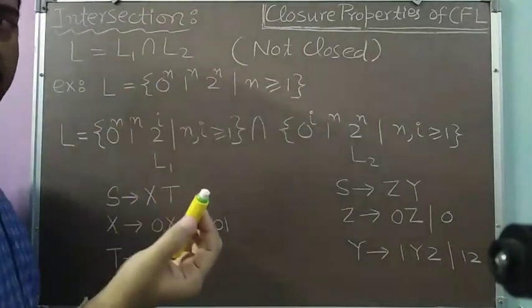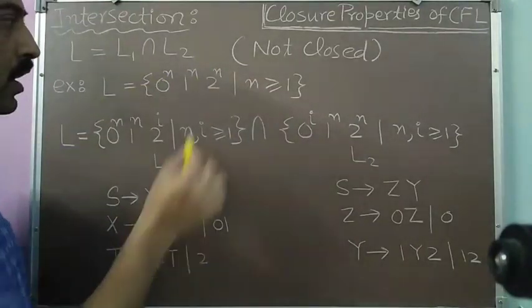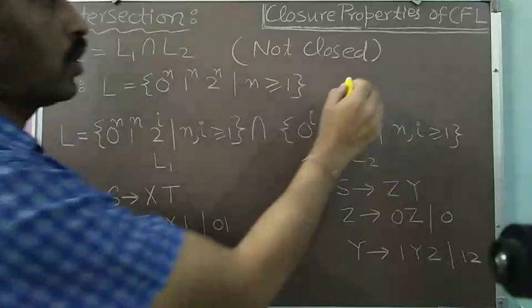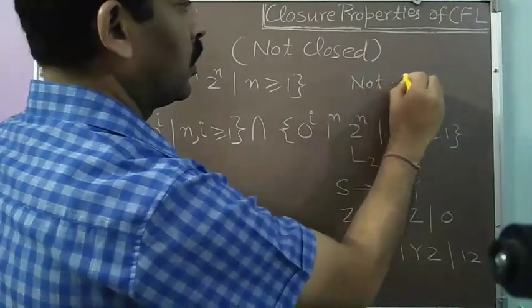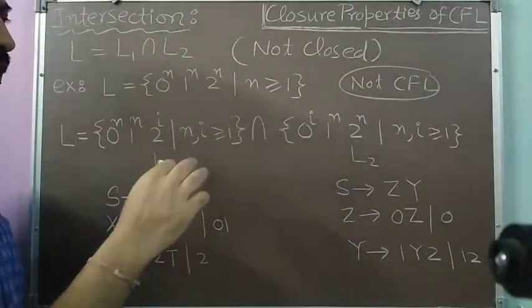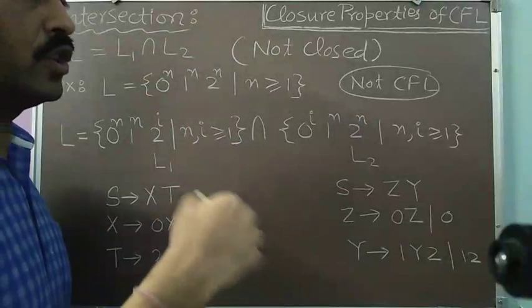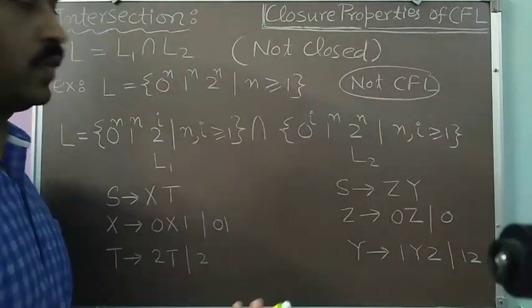This language is not a CFL because three quantities we are matching simultaneously. So that's why this language L is not a CFL. Now we will show that this language is the result of the intersection of two languages, both of which are context-free languages.